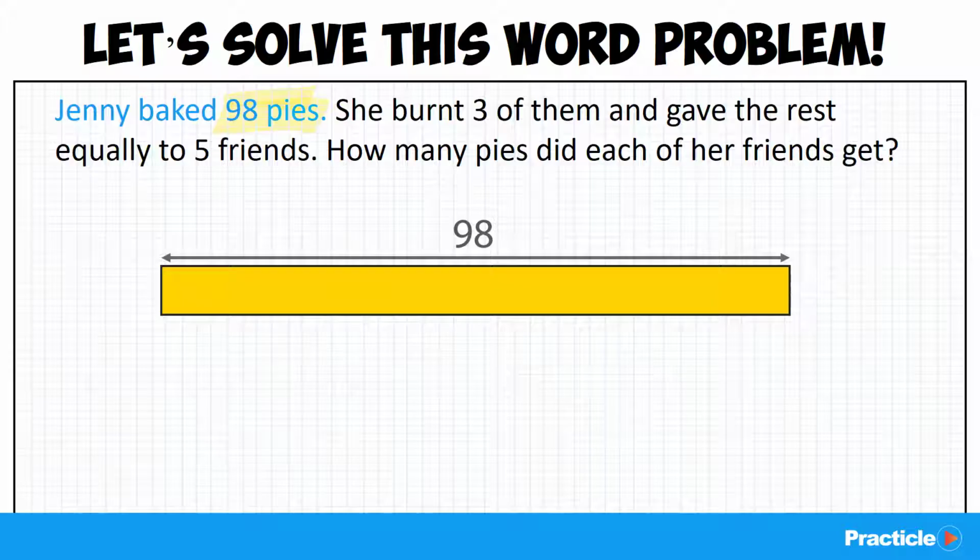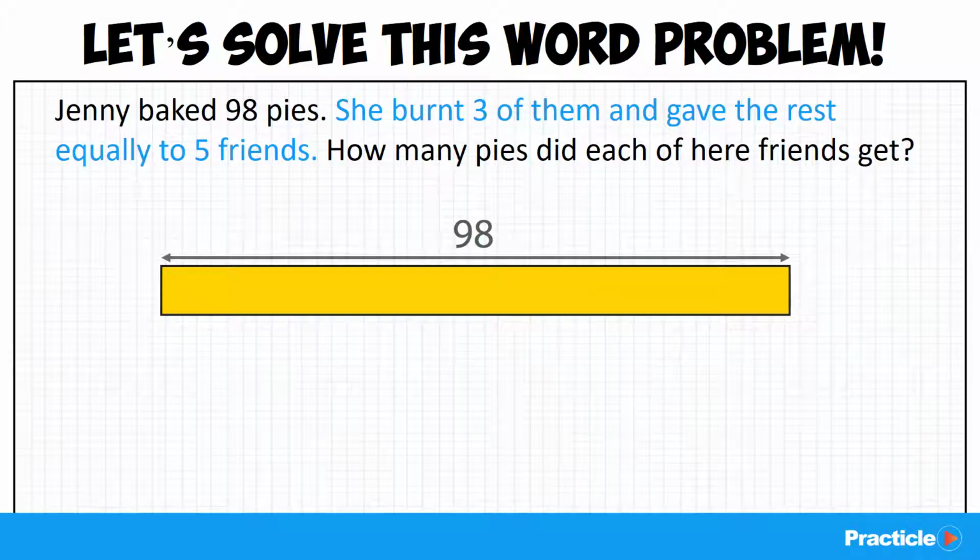Next, it's time to draw the parts. We are given that Jenny burnt 3 pies and gave the rest equally to 5 friends. So how can we draw this in our model? After reading this sentence, we should be able to tell that we can divide Jenny's pies into 2 parts. One part to represent the poor pies that are burnt, and the other part that represents the yummy pies that she gave to her friends. But what's the best way to divide this whole bar into 2 parts? Should we draw the line to divide this bar here, here, here, or here?